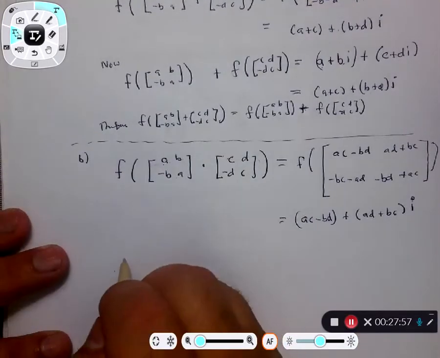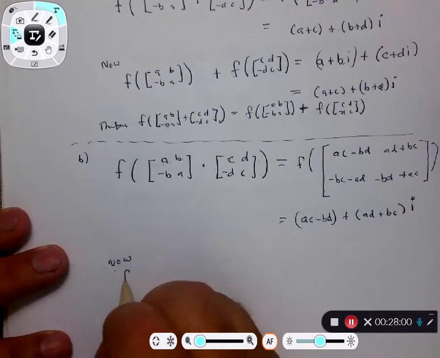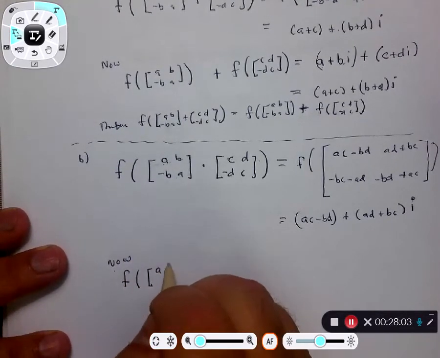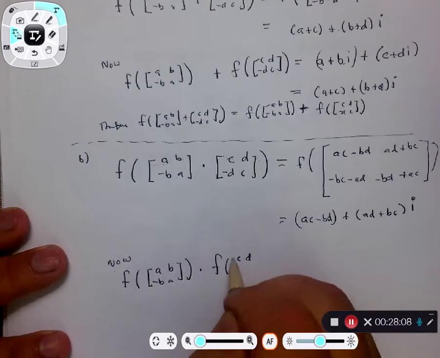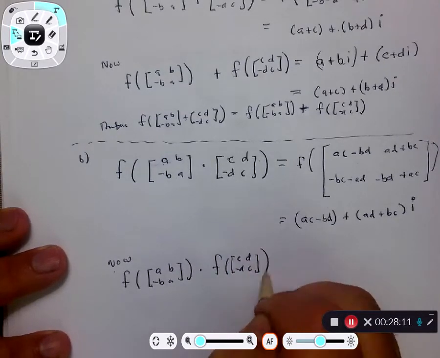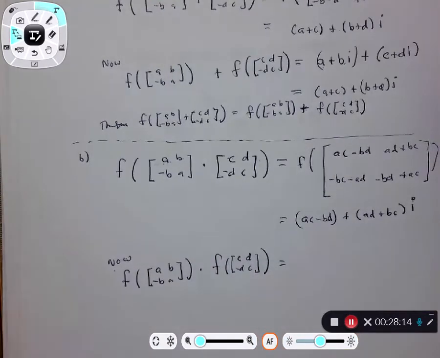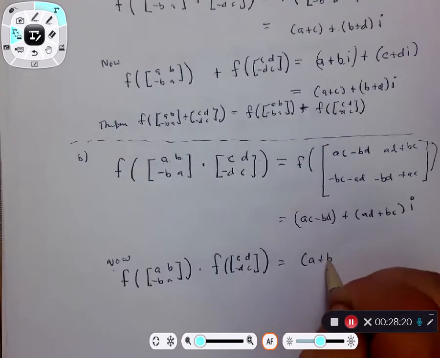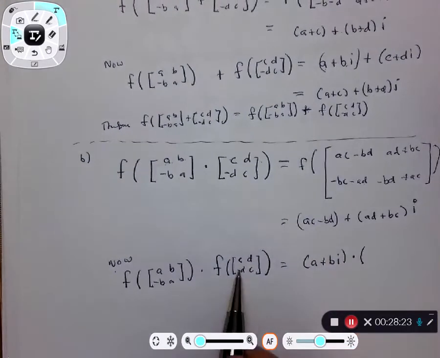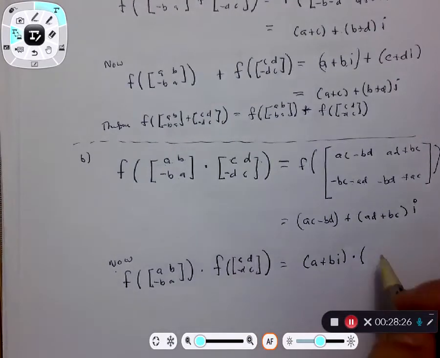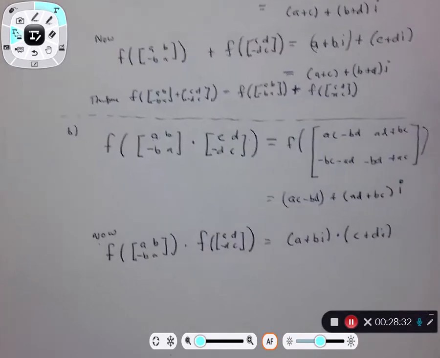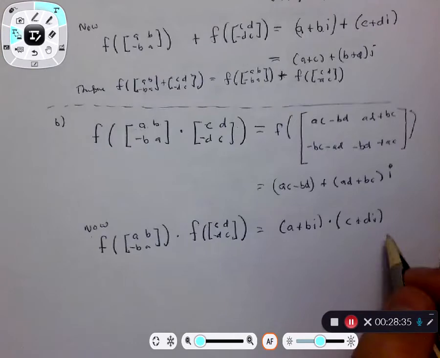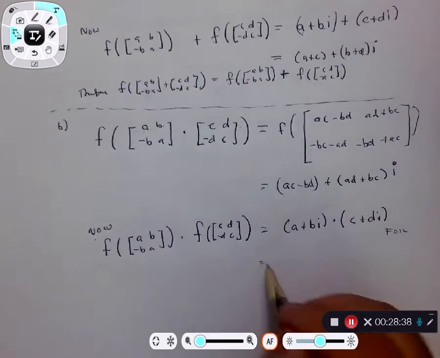Now, compare that to f of (A, B, negative B, A) times f of (C, D, negative D, C). Now go ahead and individually map the elements over by substituting. So f of (A, B, negative B, A) is actually A plus Bi. Then you're going to multiply that times f of (C, D, negative D, C), which would be C plus Di. Now we're in the complex world. So in the complex world, when you're multiplying, you're going to literally FOIL it out: first, outer, inner, last, distribute if you like. So here we go.